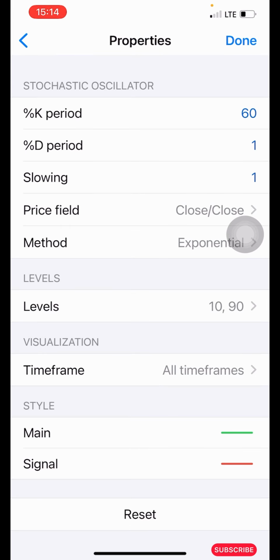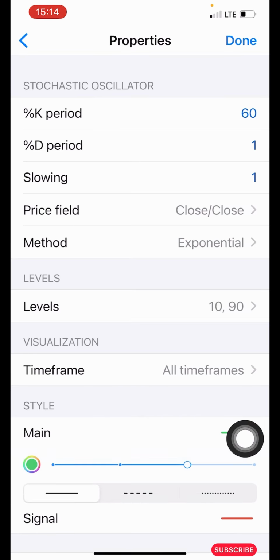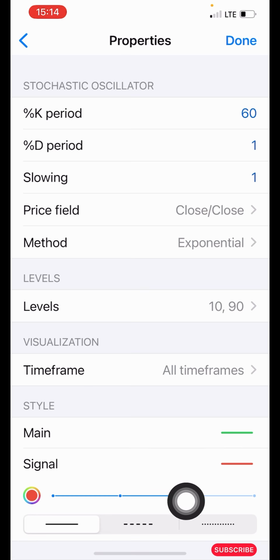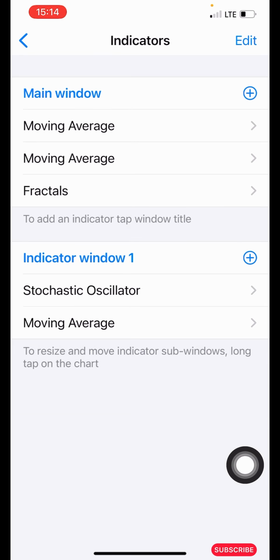Now the next indicator we have here is the time frame, which is all time frame. The style, you make the main color green, 3 pixel. The signal is color red, 3 pixel also, and then you click on done.